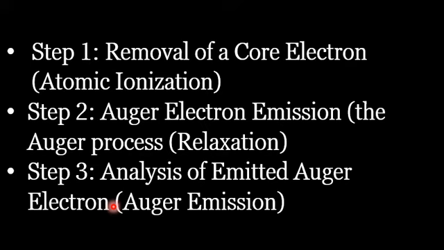So any conclusion? Auger electron spectroscopy consists of three steps. One is known as atomic ionization. The second step is known as atomic relaxation and Auger electron emission. And the third step is known as detection of the Auger electron by using different kinds of detectors used in Auger electron spectroscopy.